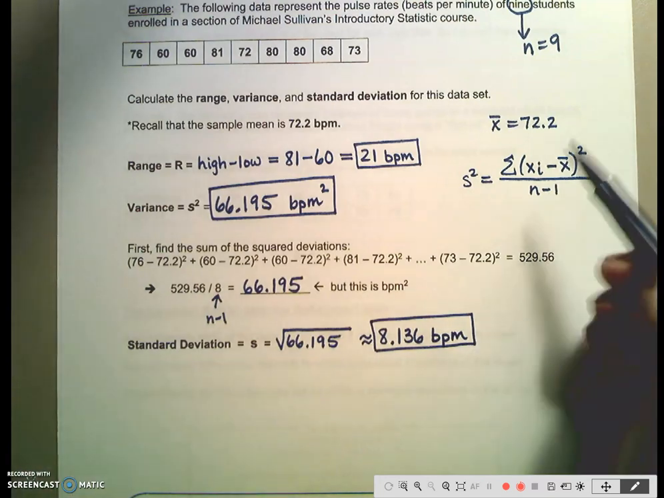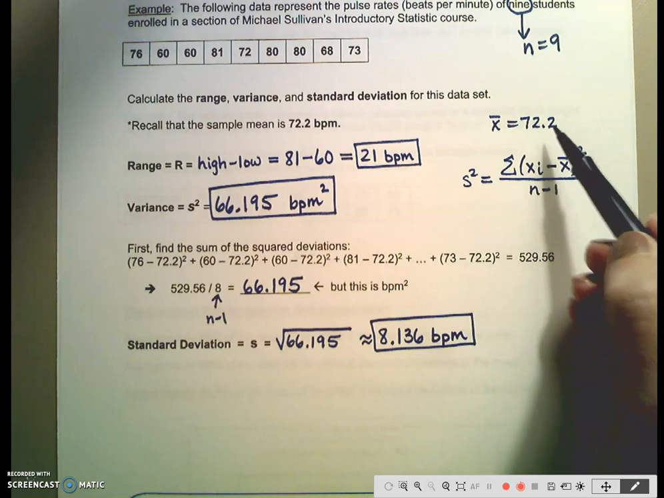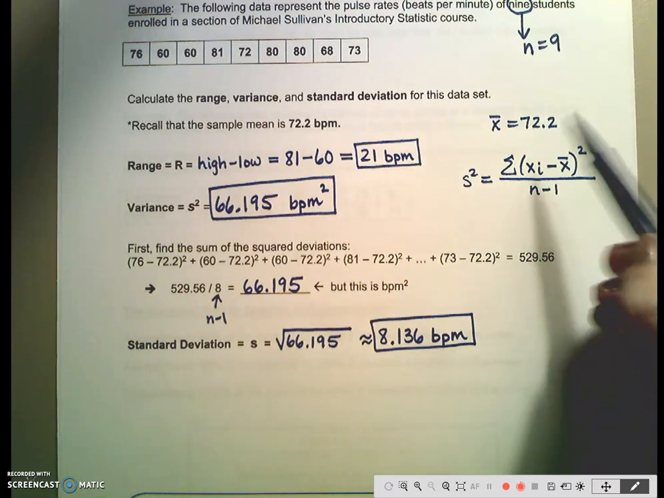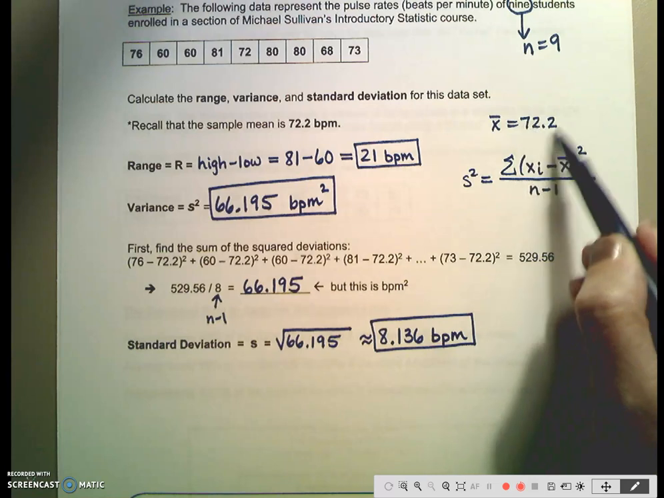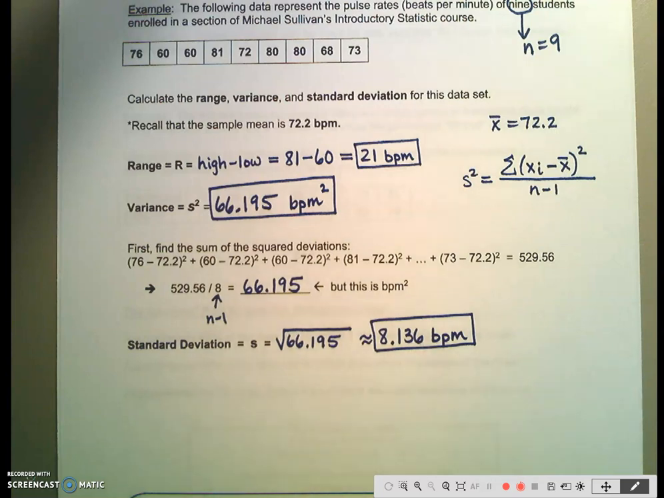So we know that the average pulse rate is 72.2, and the amount of variation of each data point on average is about 8 beats per minute. So you could say that most people have a pulse rate that's 72.2, give or take 8 point something beats per minute. Okay, that's what the standard deviation is.